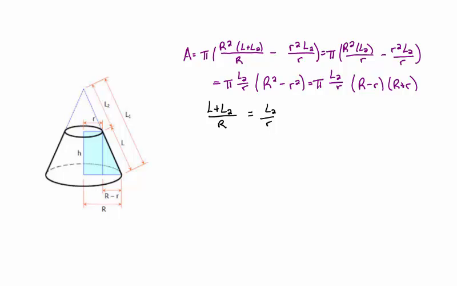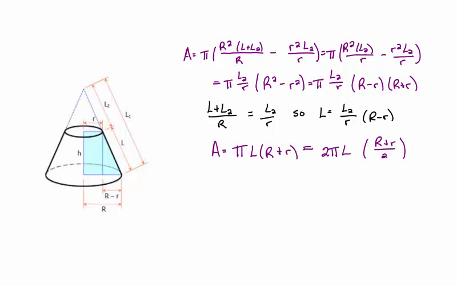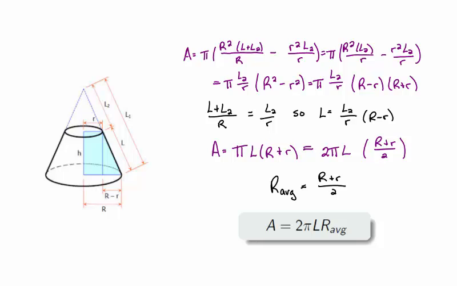Now we have that (L plus L2) divided by R equals L2 divided by r, and we can solve for capital L. L is equal to L2 divided by r times (R minus r). Therefore, A equals pi times L2 divided by r times (R minus r) times (R plus r), which equals pi times L times (R plus r), which equals 2 pi L times (R plus r) divided by 2. If we set R average to equal (R plus r) divided by 2, then the area of the frustum becomes A equals 2 pi L times R average.